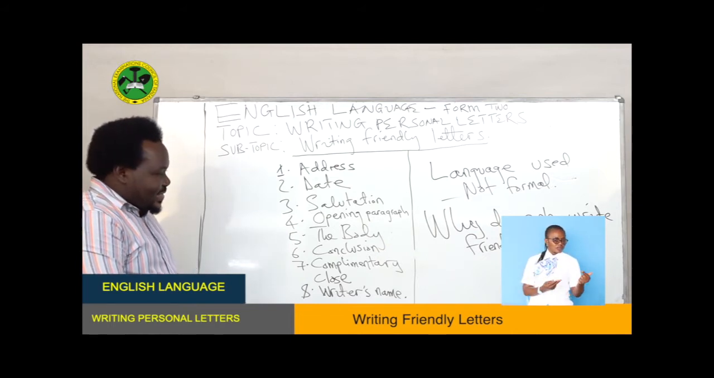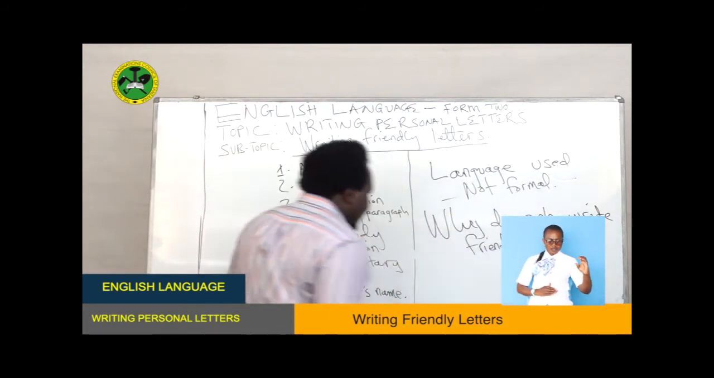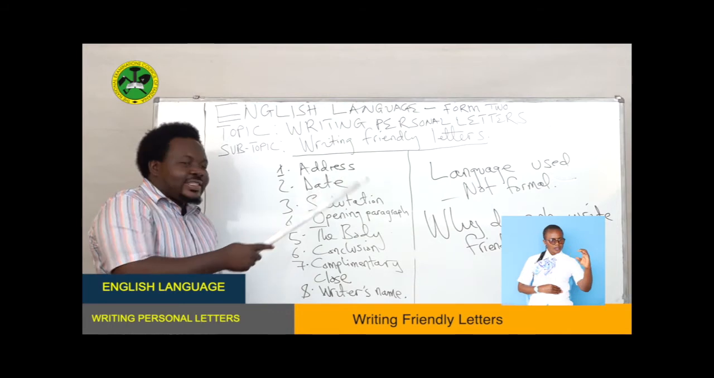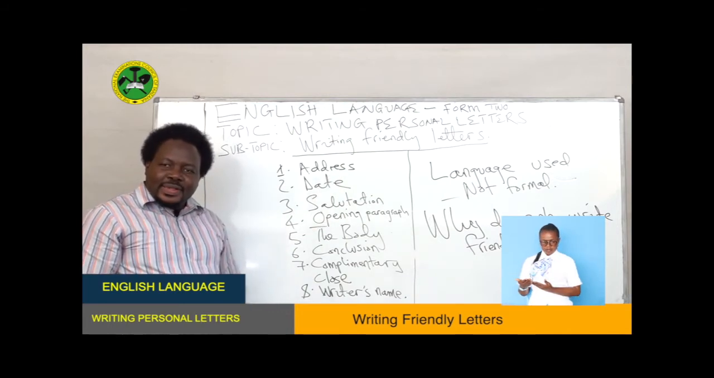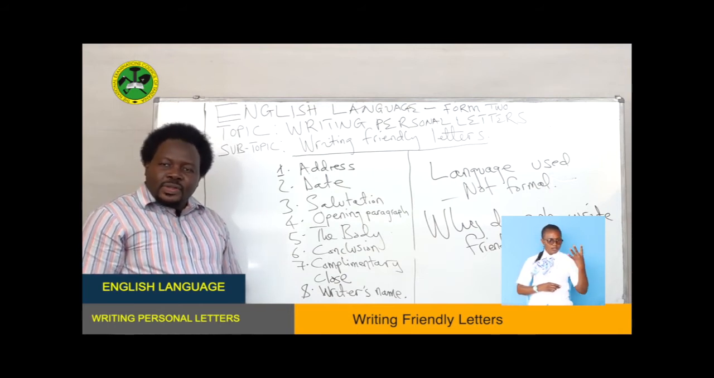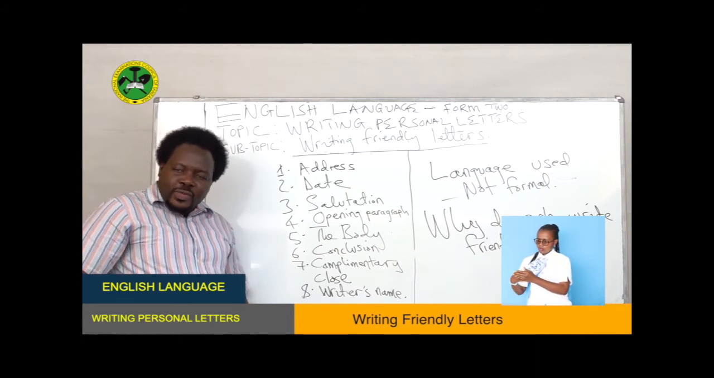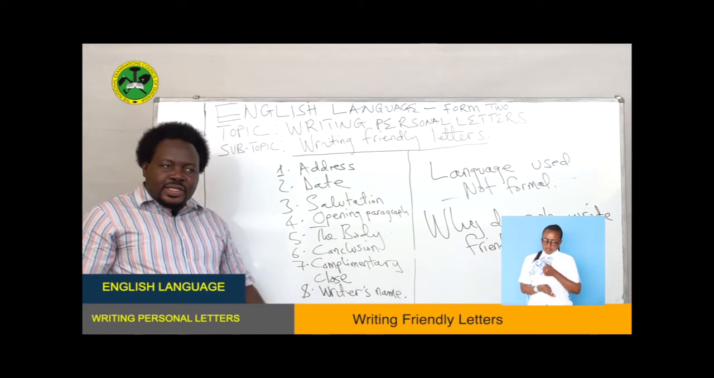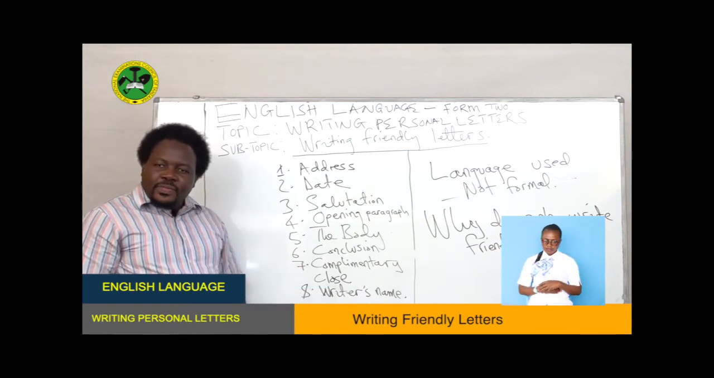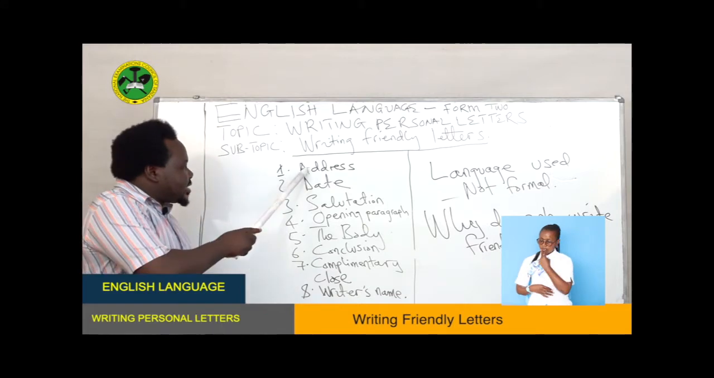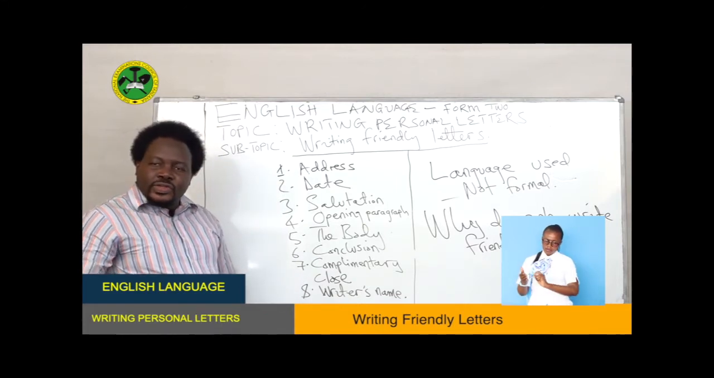So, starting with address. An address here is a part of a letter where you can find the post address, the box number a person can use to reply to a letter. The box number of a writer. You are writing to somebody, you have your own address. It might be your fellow's address, your family address, a certain institution address, it might be your school address. Thus, you can see those details in this part, address. P.O. box, so and so.